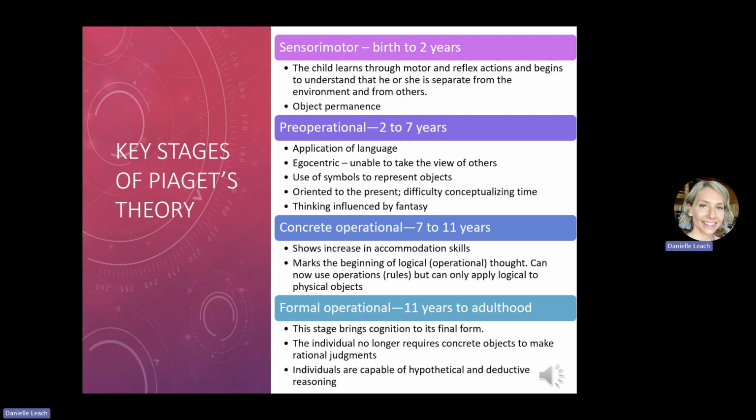The first stage of Piaget's theory is the sensorimotor stage, which is from birth to 2 years of age. This is where the child is learning through those reflex actions that we talked about, and they start to understand that they are separate from the environment and separate from others. Researchers have shown that babies basically think when they are born that they are the same being as their mother. But by the end of this stage, by the time they are 2 years old, they realize that they are separate from their environment and separate from their mother.